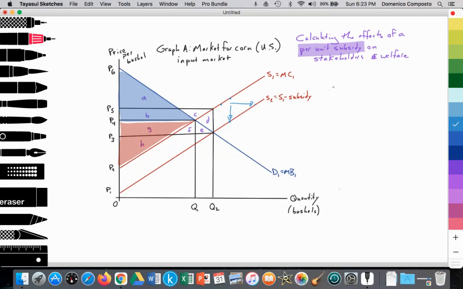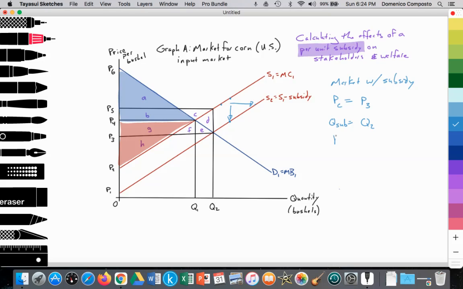So that can include the market with the subsidy. They might ask you, what is the price paid by consumers? So I'll label that PC, for price paid by the consumer, and that will be equal to P3, whatever that variable is on your graph. Then they might ask you, what is the new quantity with the subsidy? So the quantity with the subsidy, again, we're looking where S2 equals D1, and we see that's equal to Q2, whatever variable that is on your graph.